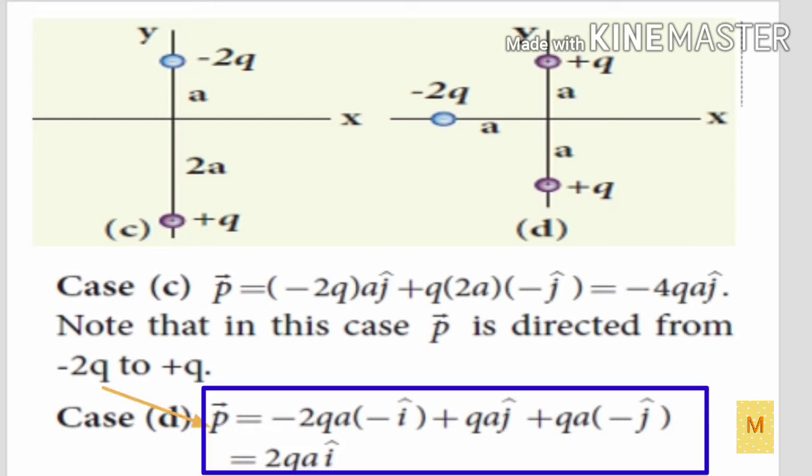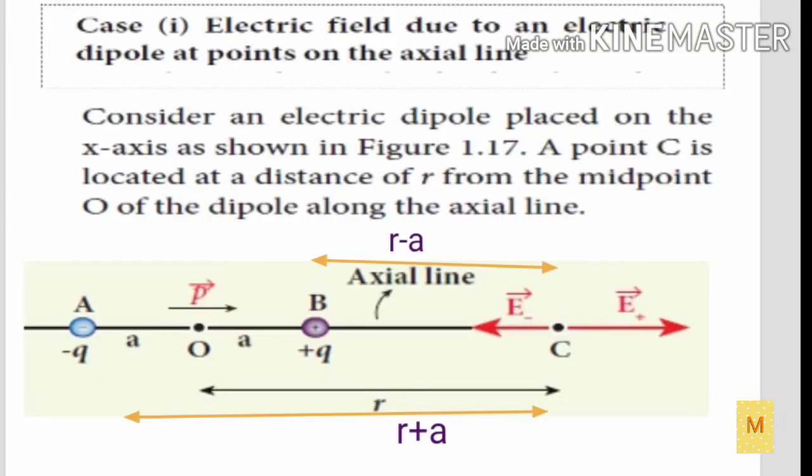That can be calculated as P vector is equal to, let us start from the x-axis, minus 2q into a into minus i cap plus q into a into j cap plus q into a into minus j cap. Hence, the result will be 2qa into i cap. This is because the second and the third terms in the equation will cancel each other.